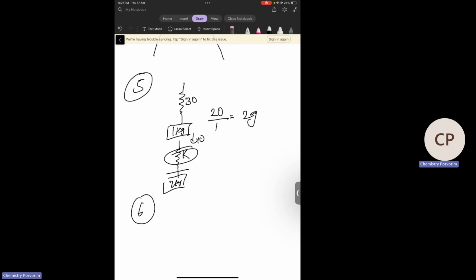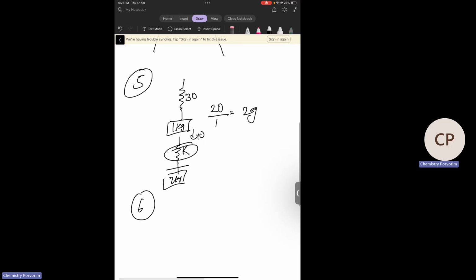Question number 6. Potential energy versus position x graph of a particle moving along x-axis as shown below. If the mass of the particle is 2 kg and speed is 6 at x equal to 0, then its speed at x equal to 4 meter. Potential energy versus position x graph for a particle moving along x-axis.